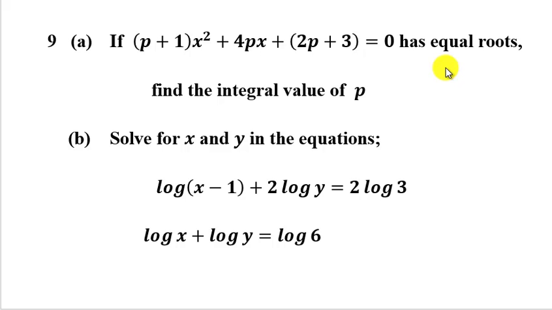This was question 9 in the WASSCE 2020 Elective Math theory paper. So we'll try going through the solutions for this particular question. Now let's start with A.